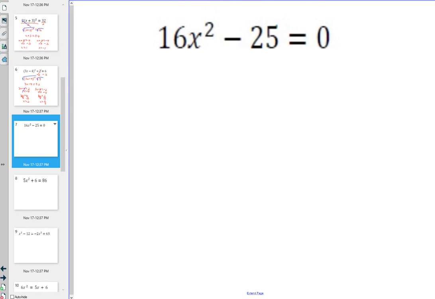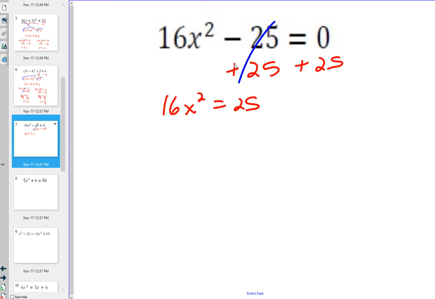Hey, how many x's? Just 1. So let's solve. This one should be pretty simple. It should not have been one of the ones missed the most. 16x squared is equal to 25. Square root, like we do in the hood. Actually, wait, no, I'm sorry, I take that back. Not yet. When there's no parentheses, the square will be the last one. So x squared is equal to 25 over 16.